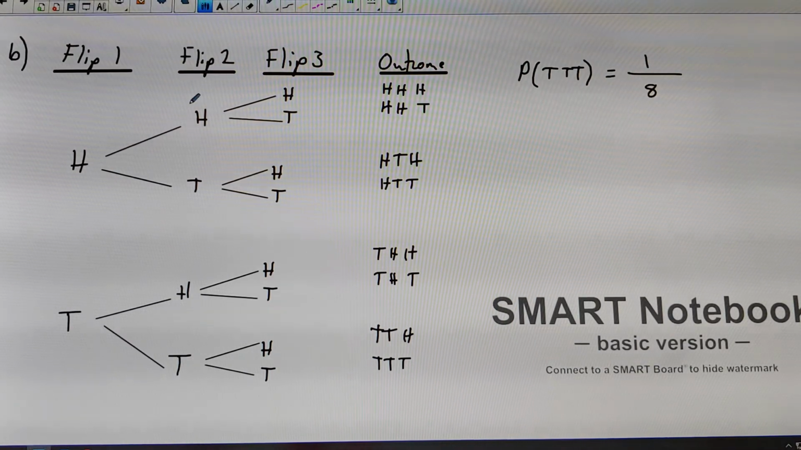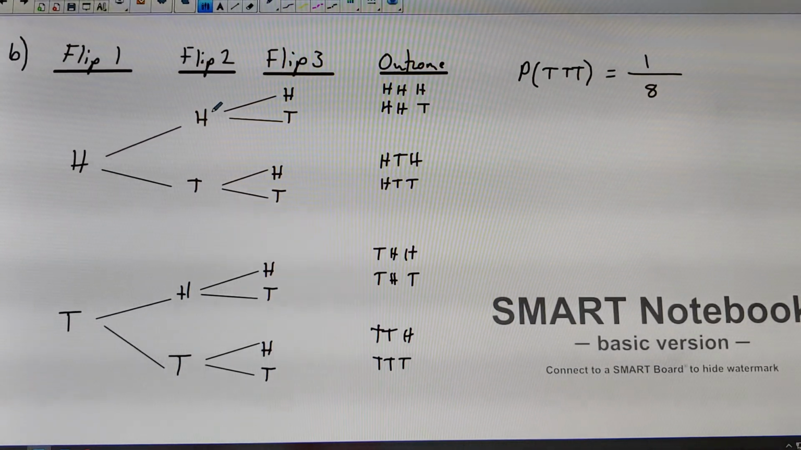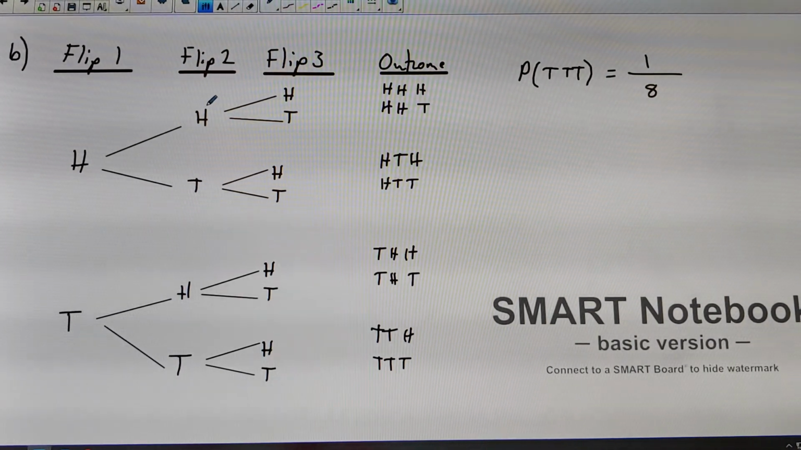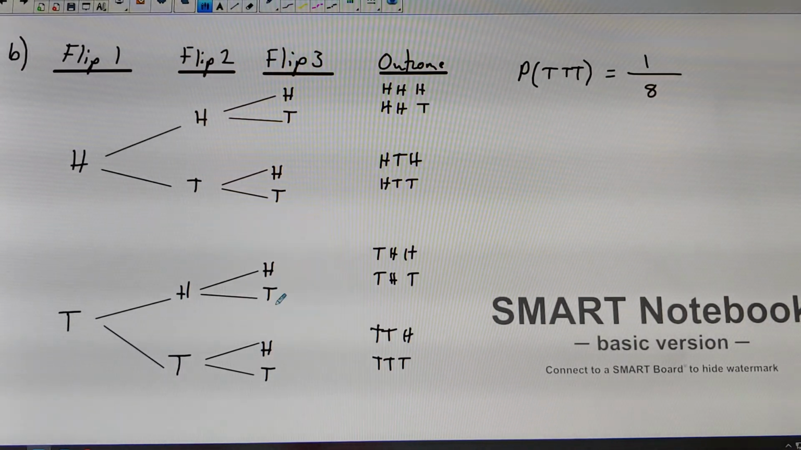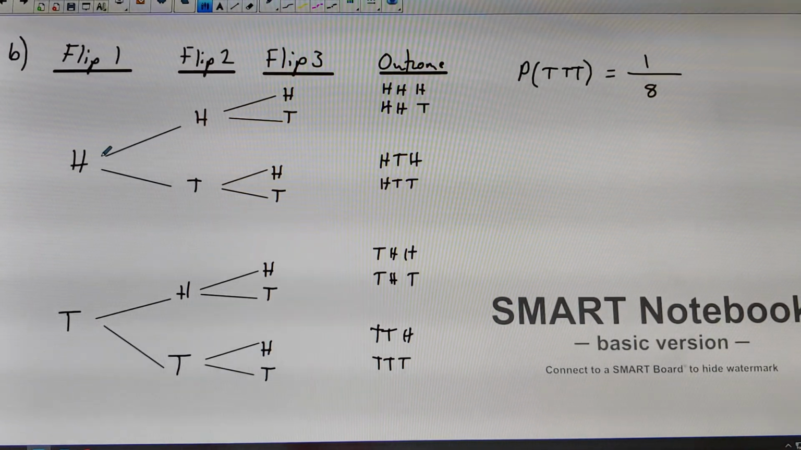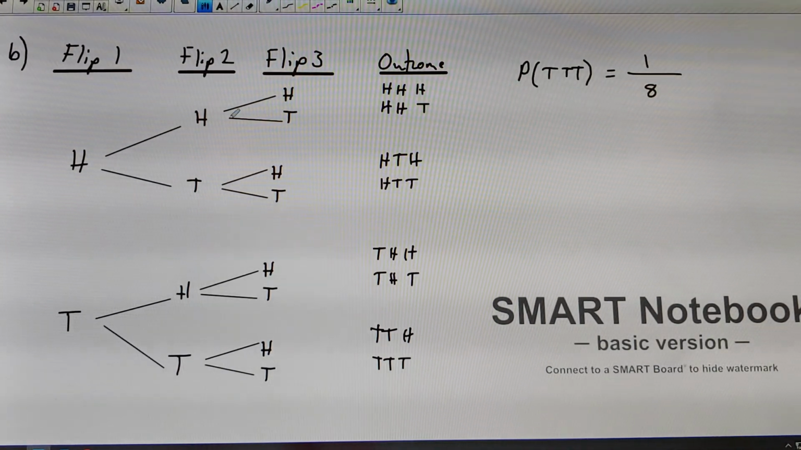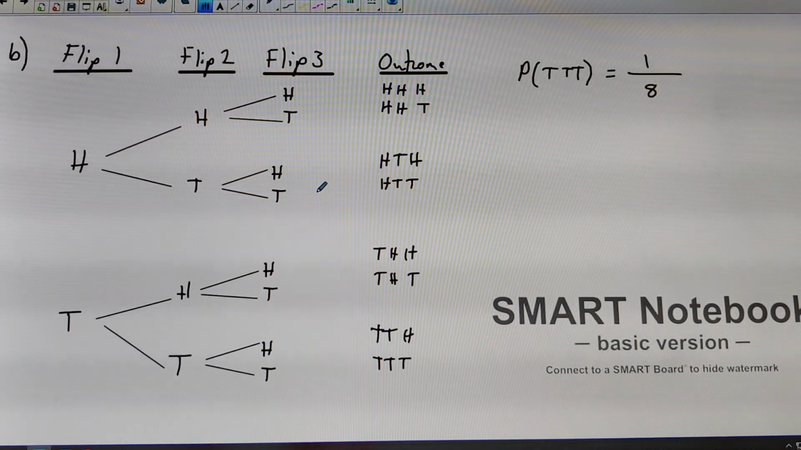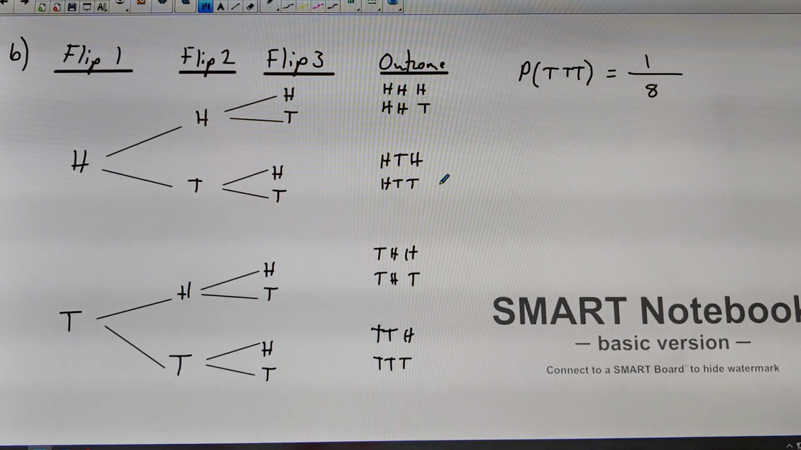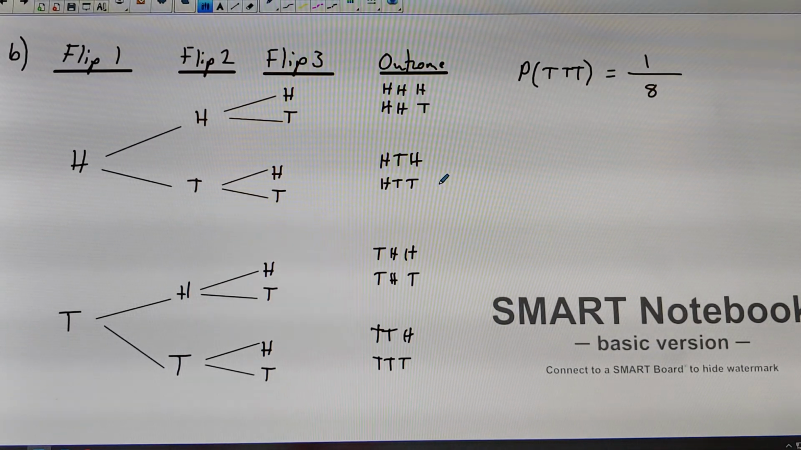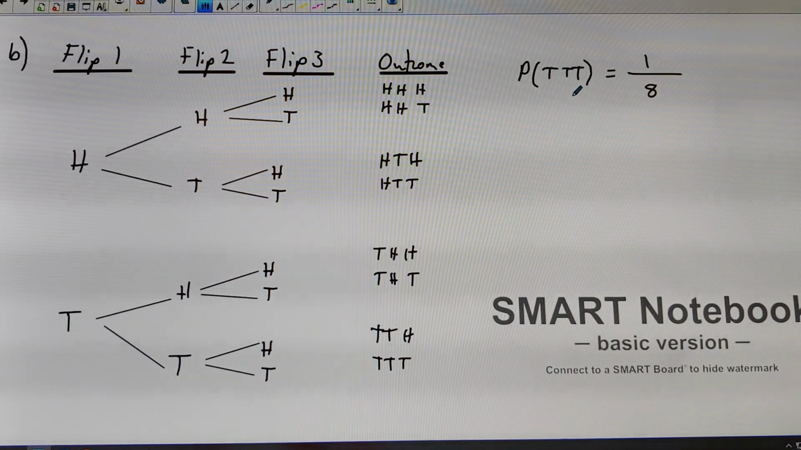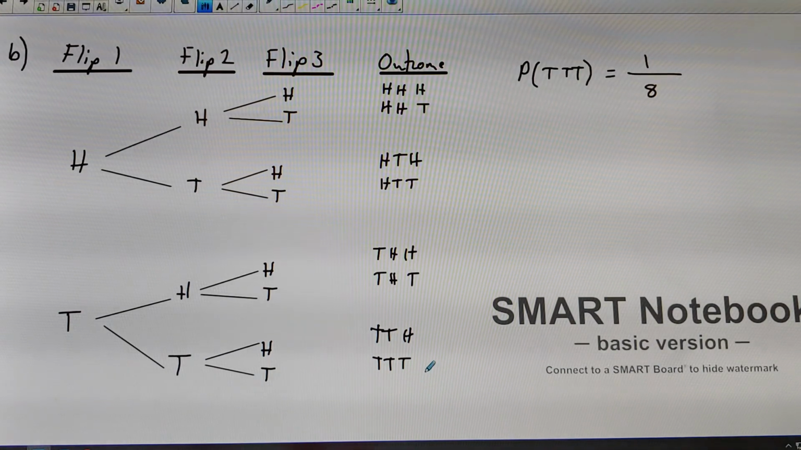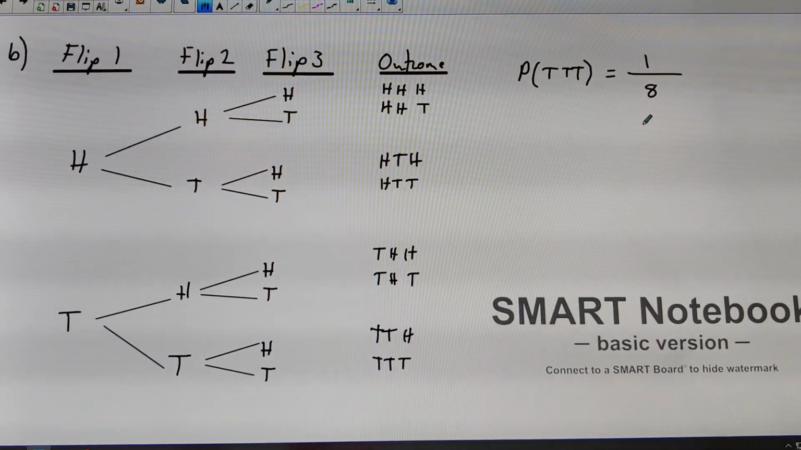So flip 1, heads or tails. On flip 2, assuming we got heads, we could do heads or tails. If we got tails, heads or tails. Flip 3, off of this one, we could do heads or tails, so on and so forth. And then listing our outcomes: heads, heads, heads, heads, heads, tails, heads, tails, heads, heads, tails, tails. Okay, so hopefully you get the idea. So it said, he always picks tails, so probability that he's going to set the table 3 days in a row. Well, there's only one favorable outcome where we have all of the tails out of a total of 8, so it's 1 out of 8.